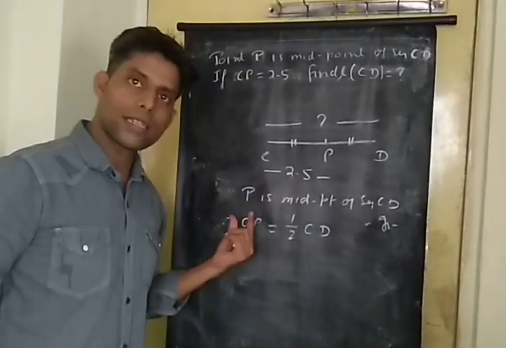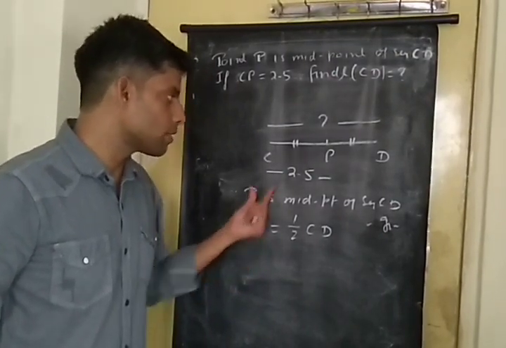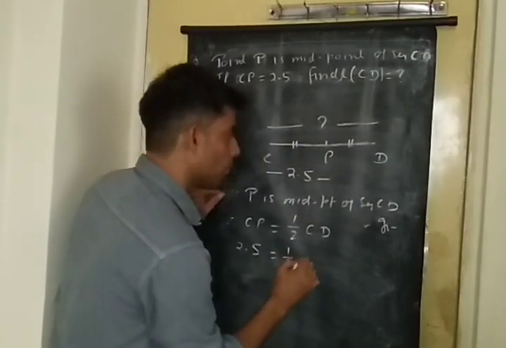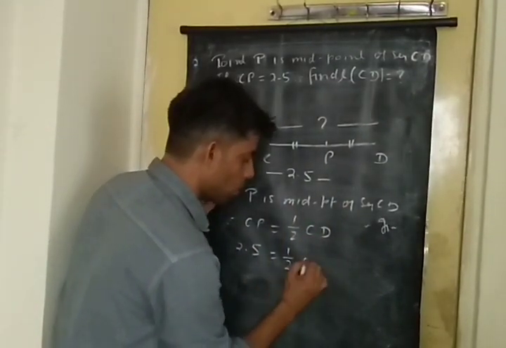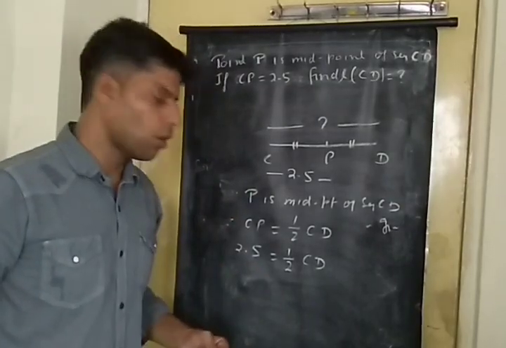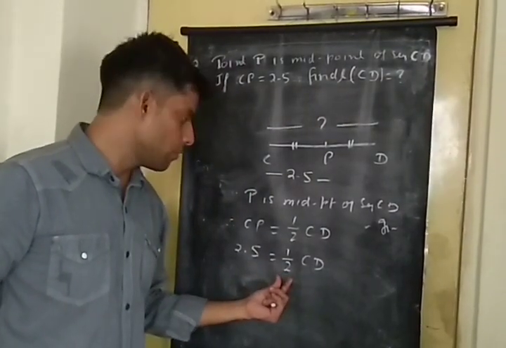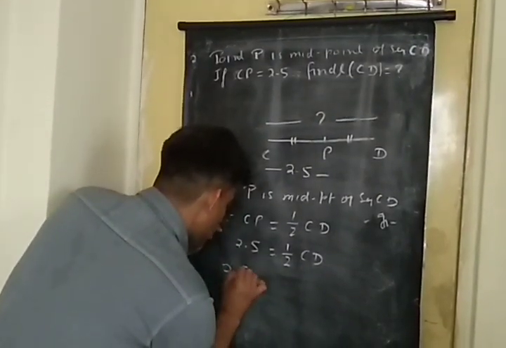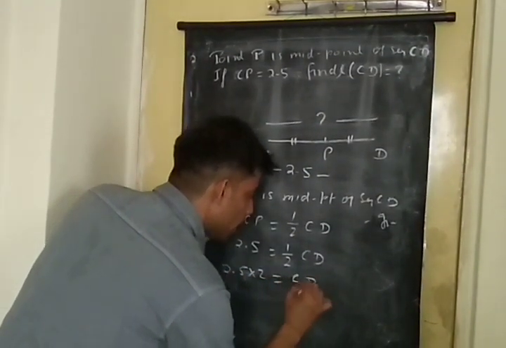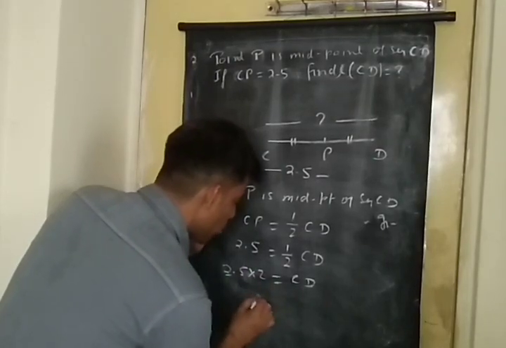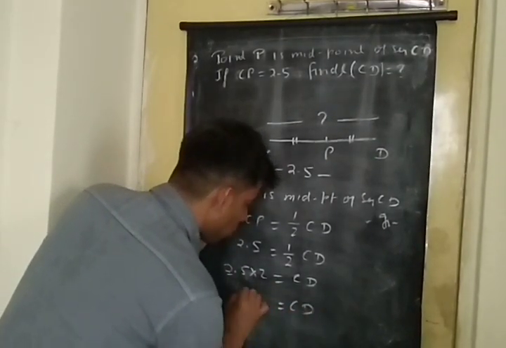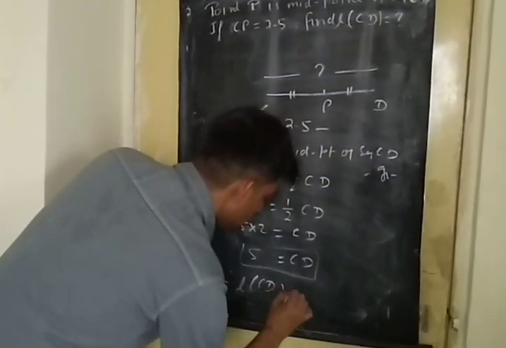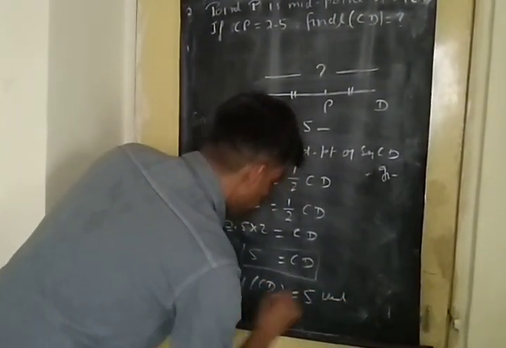Okay students, now let us substitute the values. We can see CP is what? 2.5 is equal to half of CD, and CD is not given to us. We need to find it out. Now this 2 is in the division. On shifting it will get multiplied. So 2.5 into 2 will give you CD. So 2.5 into 2 will give you what? 5. So CD equals 5 units. Therefore we can say the length of CD is equal to 5 units.